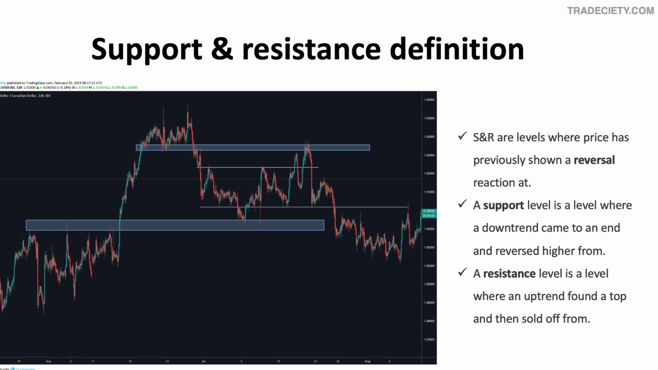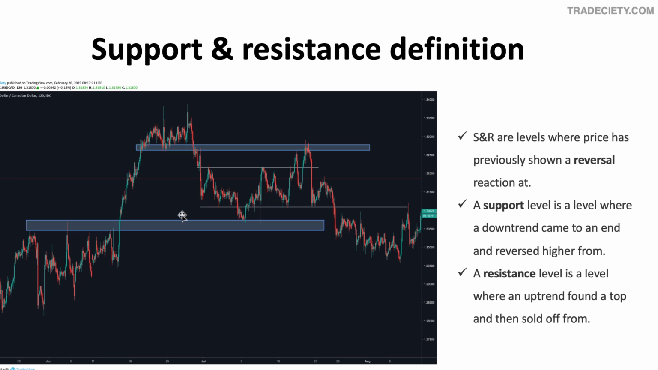So let's start with what is support and resistance. A very basic definition is that support and resistance are levels where the price has previously shown a reversal action at. So what does that mean? Here, for example, we have a support area where the market always bounced up, and then this was used going forward as a resistance as well.